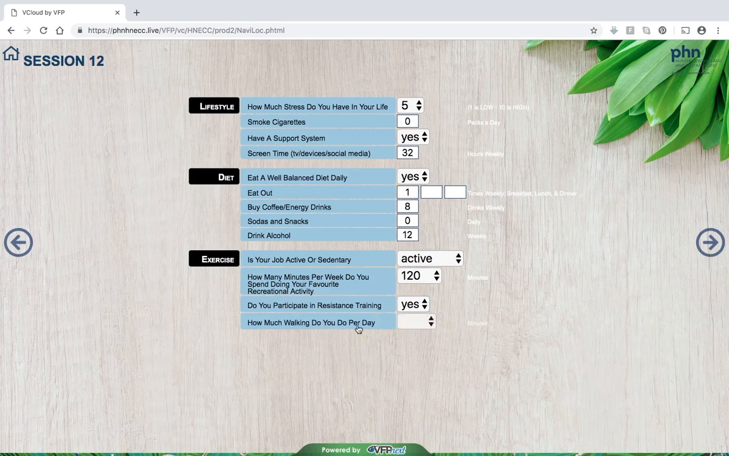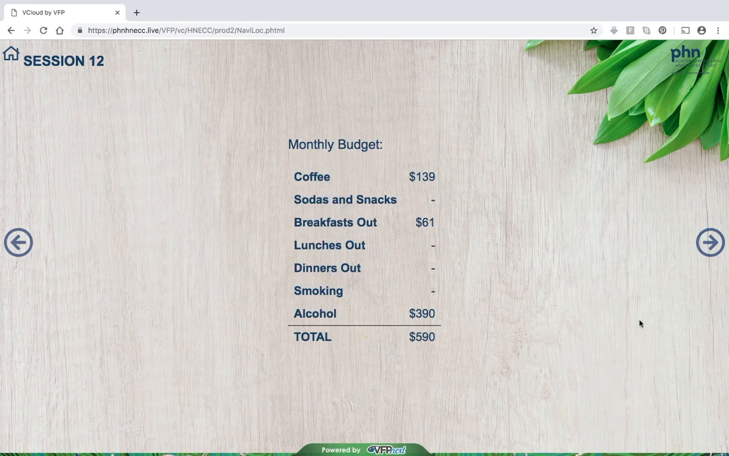Now they might have started their resistance training, and so you can see here now we have their monthly budget. Again, we can compare this, these are all fictitious numbers obviously, to the lifestyle that they had previously in session 1.